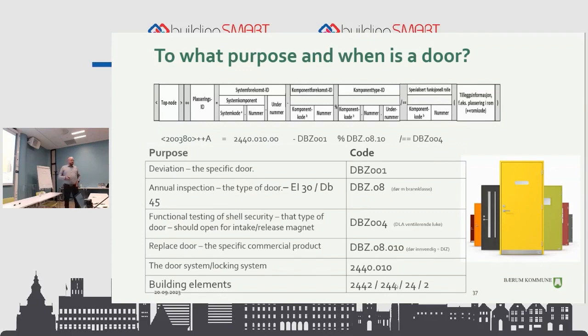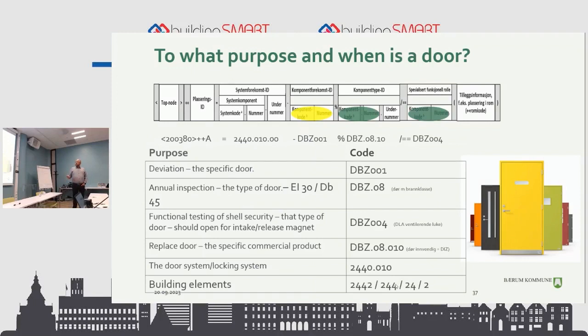To what purpose do I use this? In operation, if I have a deviation on a specific door, that's the door number. Here, door number 1 in this building on this plot. If I want someone to inspect the fire doors, I have the type here, the fire doors. If I want to test the function of all the doors that are going to close or open by fire alarm, that's the functional part.